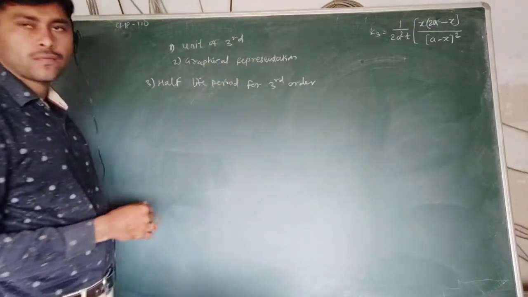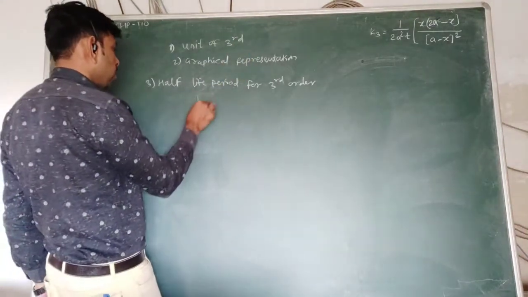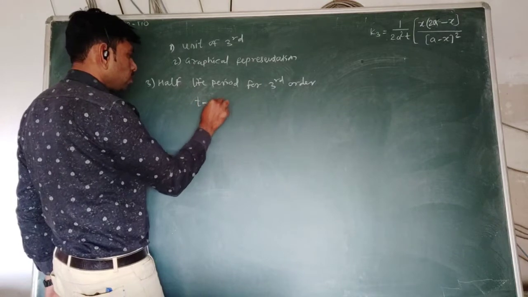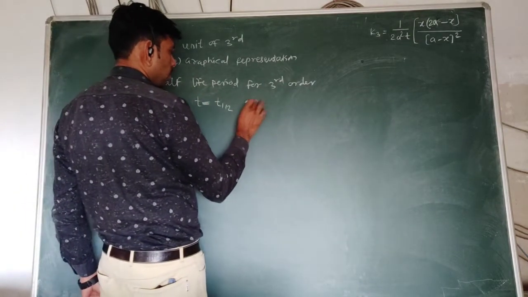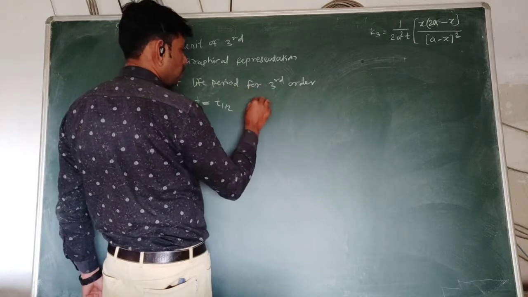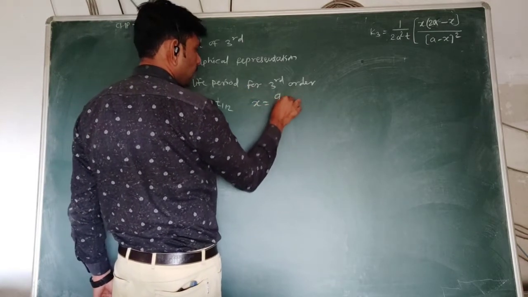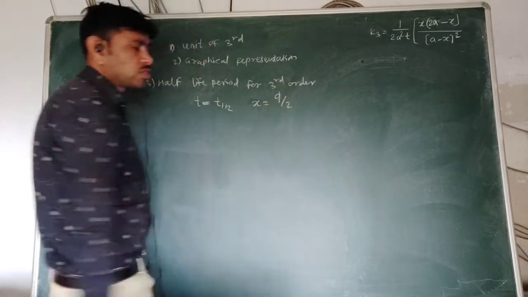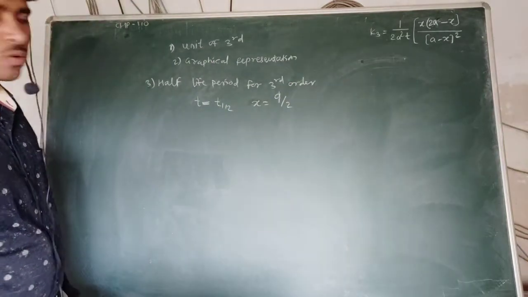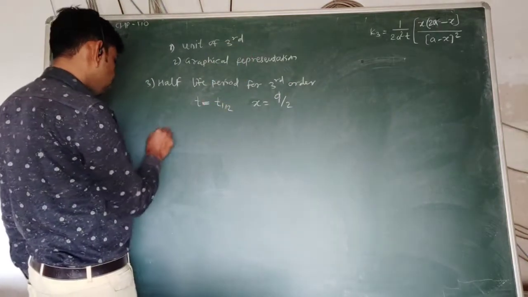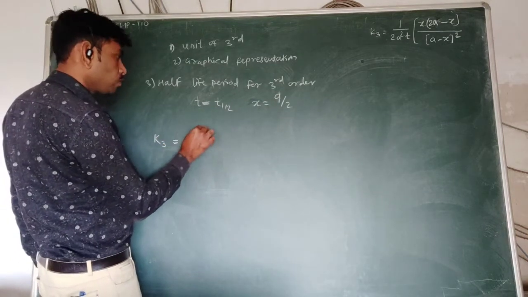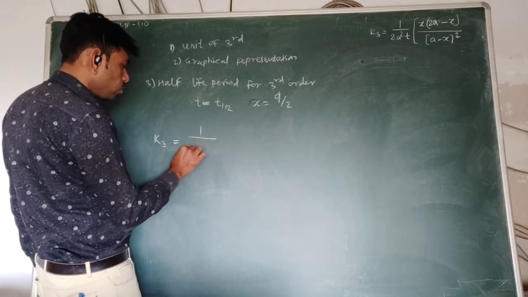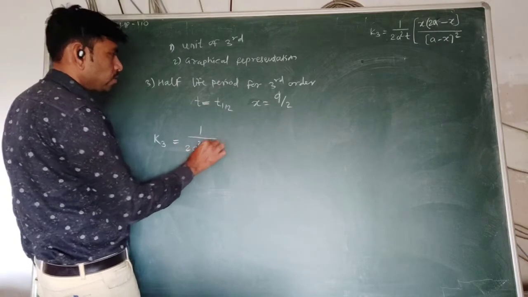So in order to determine half life, we know that when t is equal to t 1 by 2, then x is equal to a by 2, half of the initial concentration. So x is equal to a by 2. So we have to substitute these values in the equation. So we get half life here.